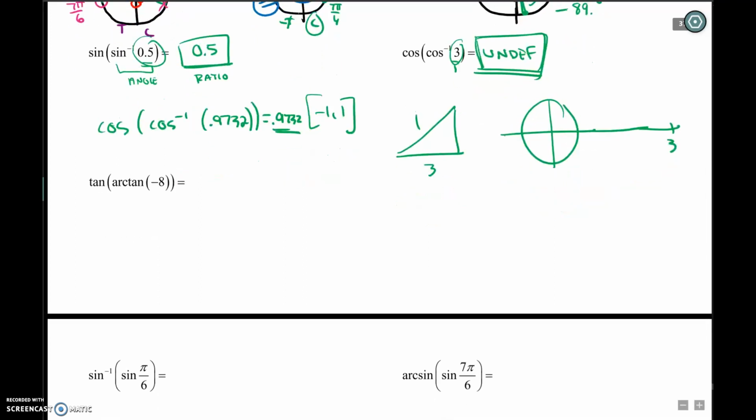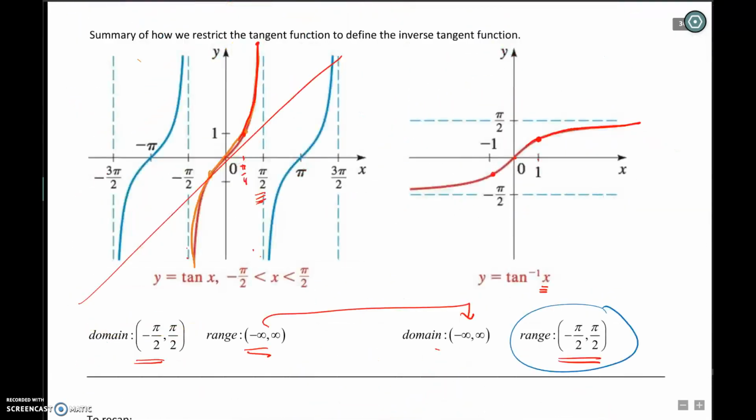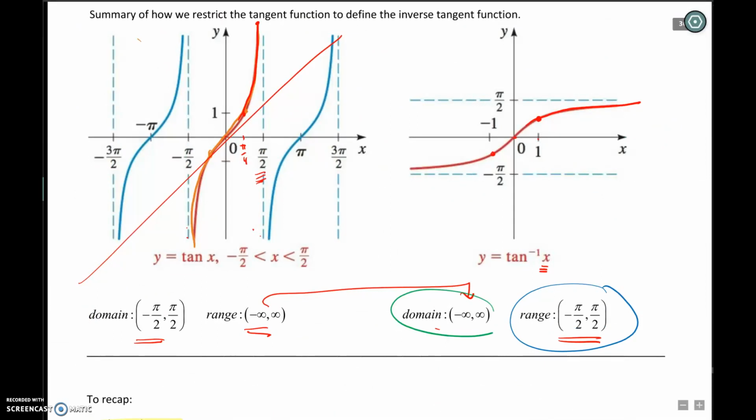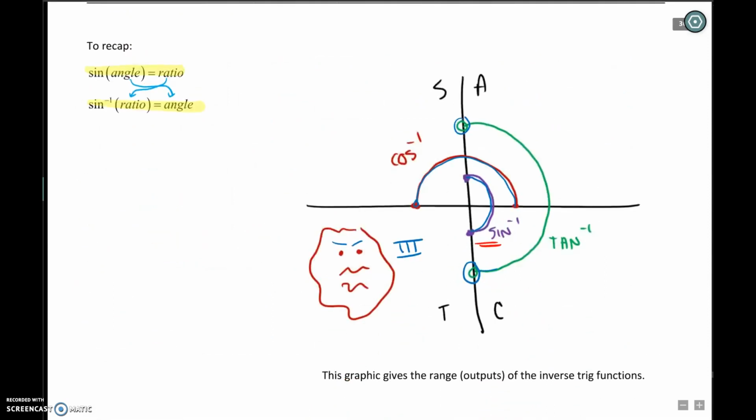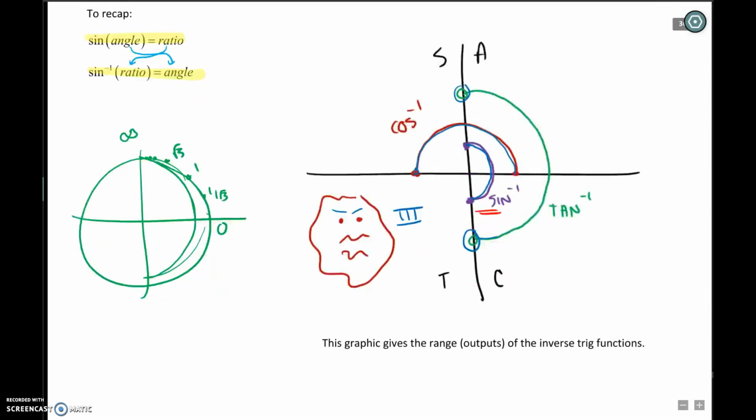Now for the tangent, there's no such thing as a bad ratio. And I should be flipping back into the notes here. For the tangent, the domain is all reals. So every ratio is good. Why? Because on the unit circle, the tangent ratio ranges from 0 to 1 over root 3 to 1 to root 3 to 9 to 10, 11 to 12 to 1,000. The tangent ratio goes to infinity. Every ratio is accounted for, negative to positive.